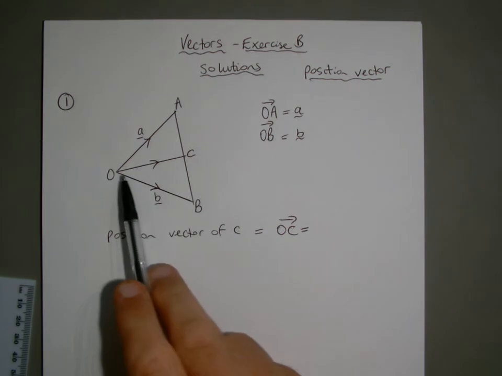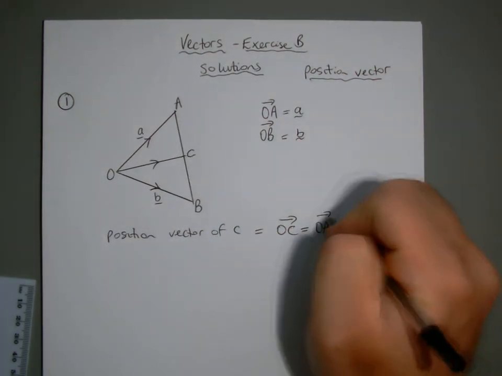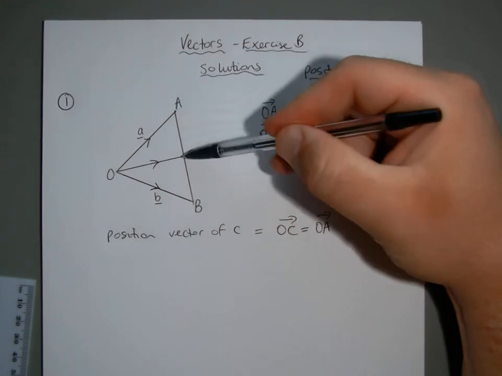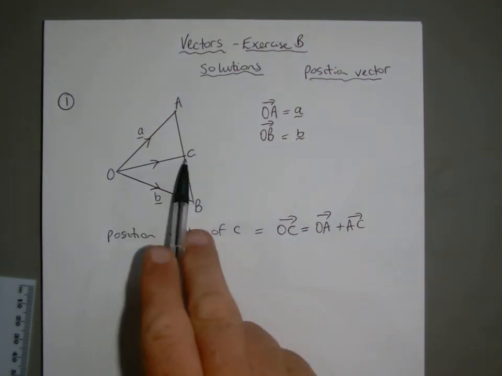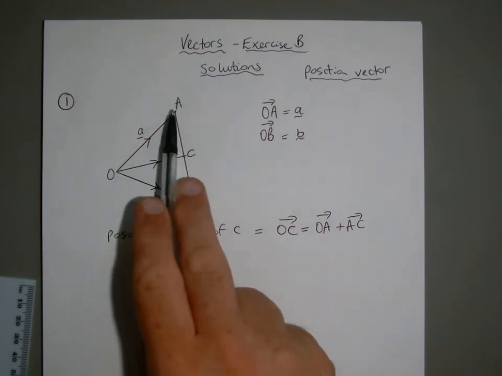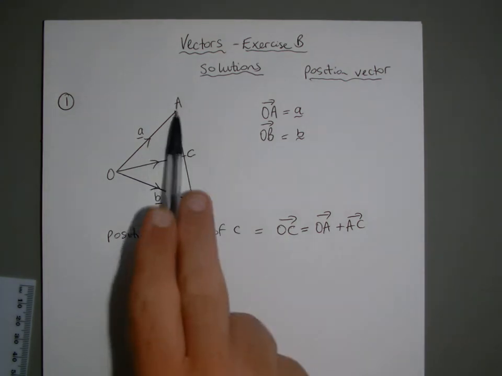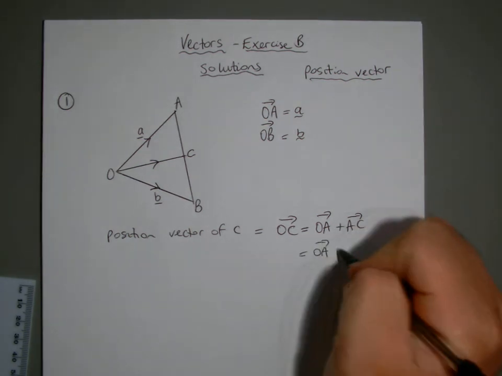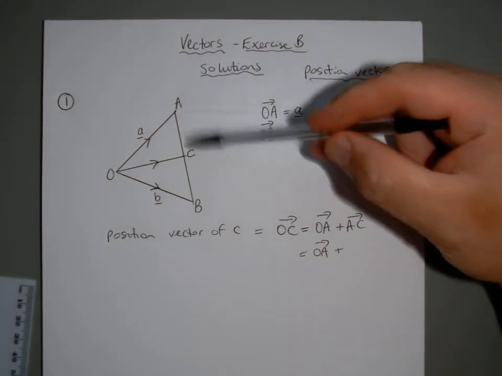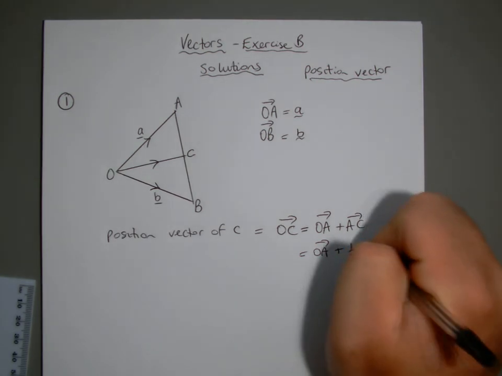Quite simply, we can look at an equivalence. To get from O to C, we could go from O to A to start with. So we start at the origin, end up at A, and then from A we could go to C. That's a way of getting to the position vector: going to A first and then from A to C, so the summation of those two. I know OA is little a, but I don't know what AC is. However, AC is going along the same vector AB, but it's going to be half of it, because C is at the midpoint, so half of AB.